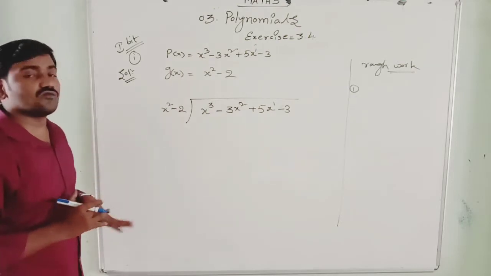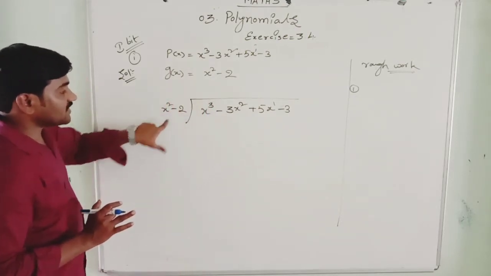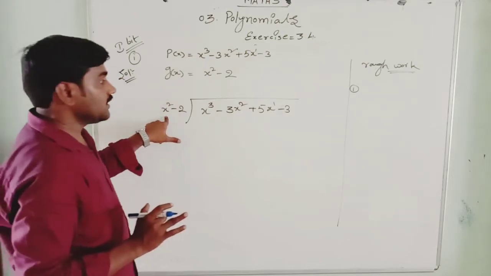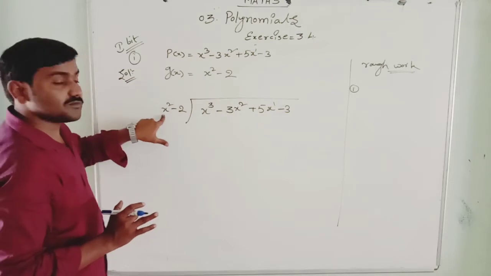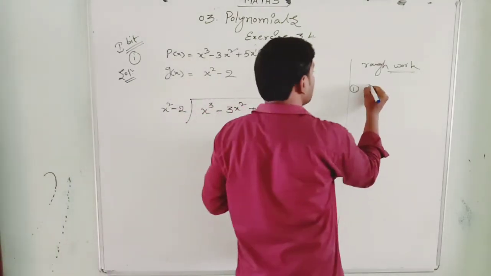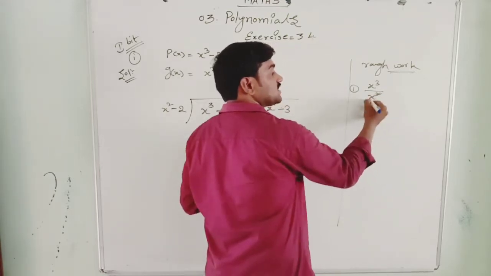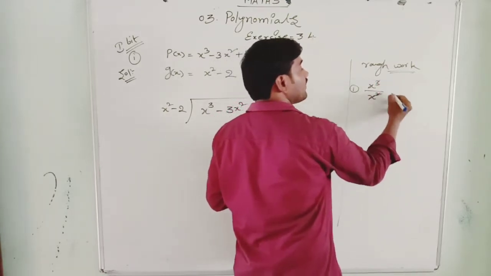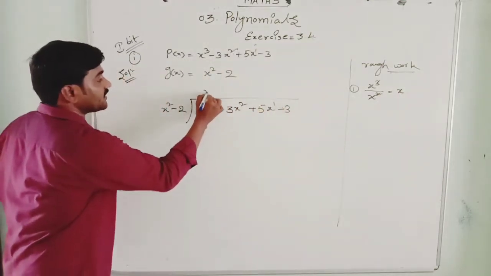So what we have to do, first thing you remember, we have to divide the first term by the first term, the maximum degree term x square. So x cube divided by x square, there are 2 x's, 2 will cancel out of 2. Here 1 x will be left, so it will be x. That x you write in the quotient.